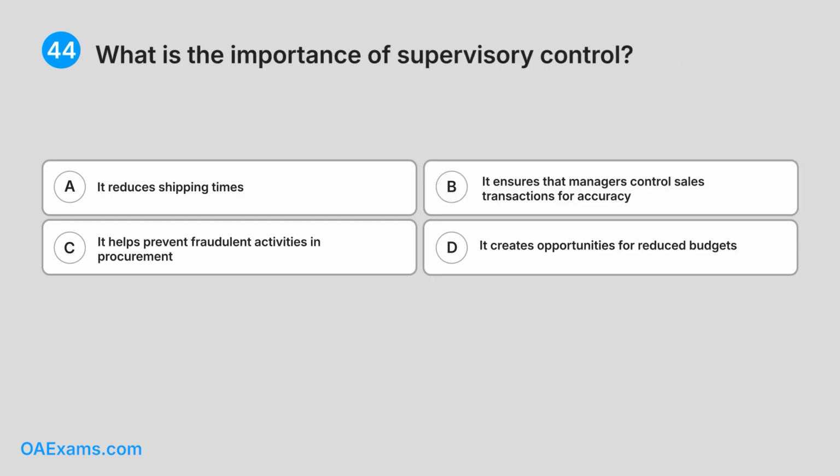44. What is the importance of supervisory control? A. It reduces shipping times. B. It ensures that managers control sales transactions for accuracy. C. It helps prevent fraudulent activities in procurement. D. It creates opportunities for reduced budgets. Can you guess the answer?